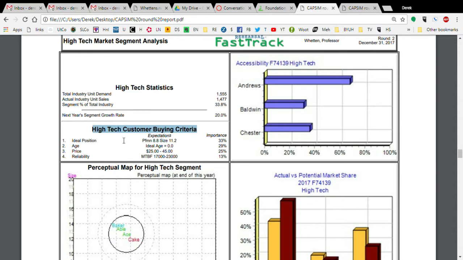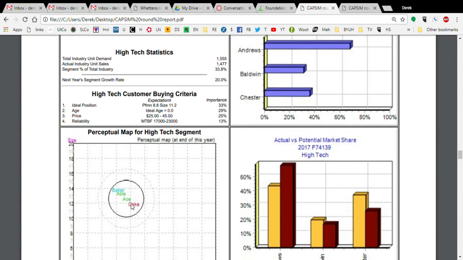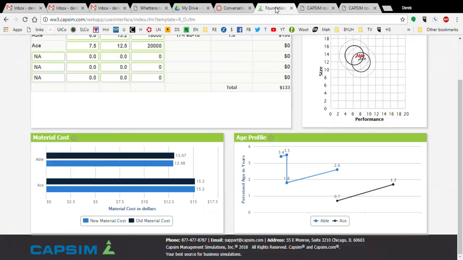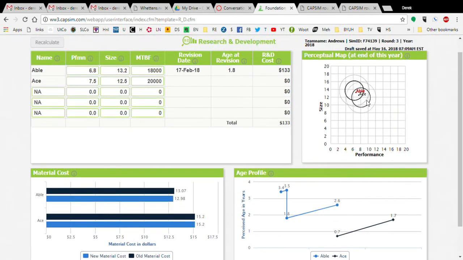Let's look at the high-tech customer segment, buyer criteria. This is again the high-tech. They're much more concerned about the position. The ideal position is down here in the bottom right of the circle, and that is highly important. The next is the age. They want to have that at 0, and then there's price and MTBF. So we're going to try and get, you can see Ace is right here. We're going to try and get it down lower to the right. I'm going to just play with this a little bit.